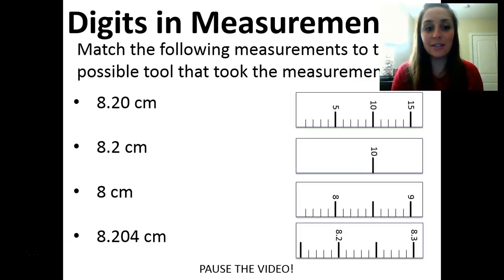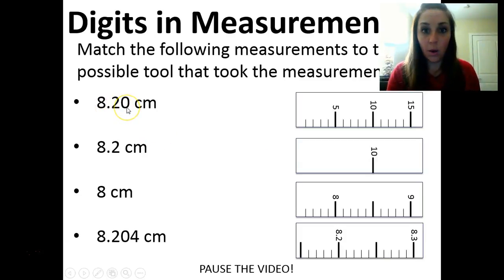Okay, so you should have answered these 4 matching questions. So in 8.20, I know that my 0 is estimated, so my 2 is for sure. I need my graduations to change in the 10th position here. This is changing in the 1s. This is changing by 10s. This is changing in the 10ths. So 8.1, 8.2, 8.3. So since this goes to the 100th, I must be measuring at something that changes by the 10th.